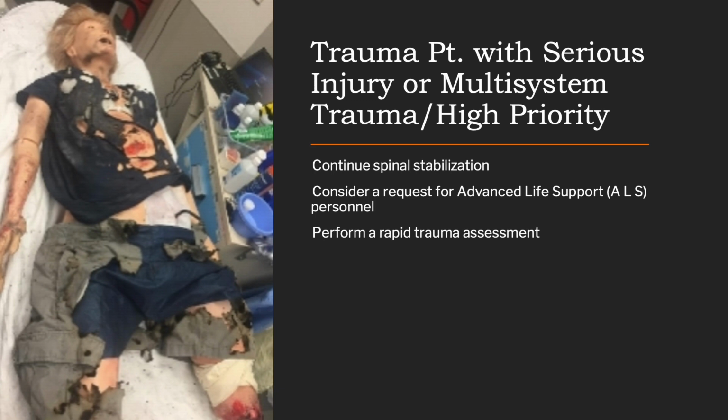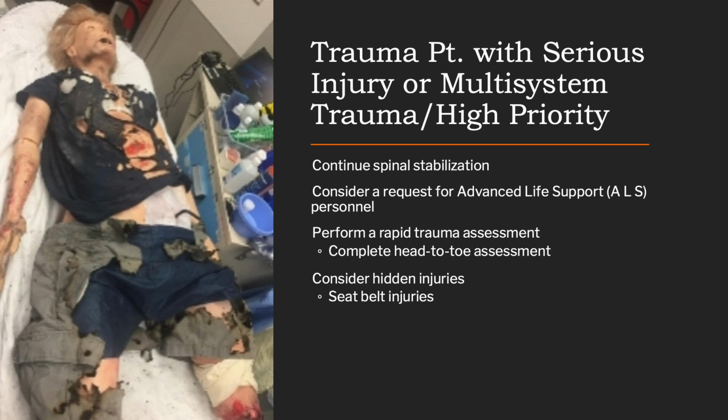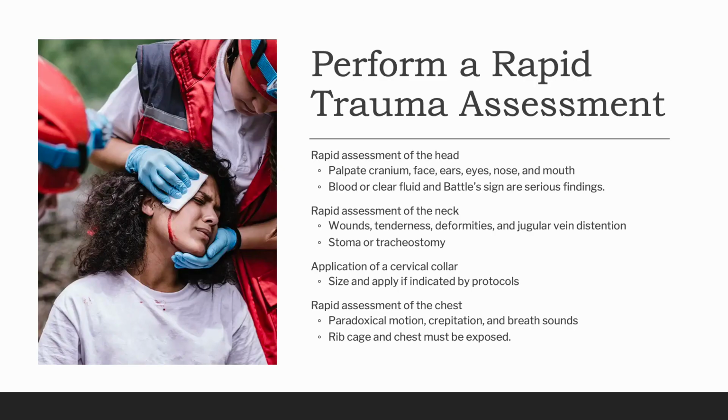Perform a rapid trauma assessment. It's a head-to-toe assessment. Consider hidden injuries, so things on the inside we can't see, like seatbelt injuries, airbag injuries, steering wheel injuries. So, for the head, we're going to palpate the cranium, face, ears, eyes, nose, and mouth. We're going to look for blood or clear fluid. Battle signs are serious findings. And Battle signs means bruising behind the ears.